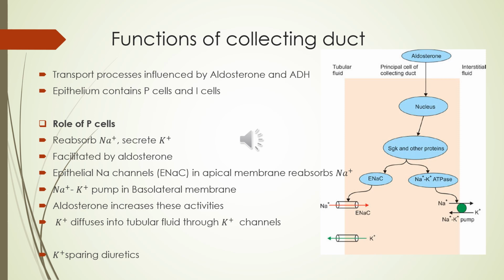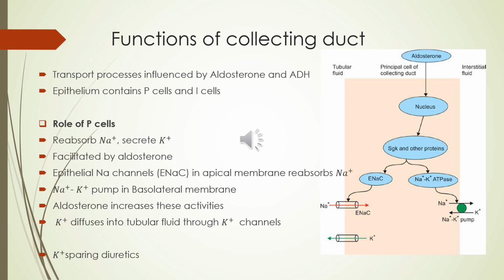There is another type of diuretics called potassium sparing diuretics. Actually, these potassium sparing diuretics are targeting these ENaC. So what happens is that when these diuretics are administered, these epithelial sodium channels will be inhibited and the sodium reabsorption will not take place. So the negative charge in the lumen will be reduced, as the sodium is not reabsorbed.